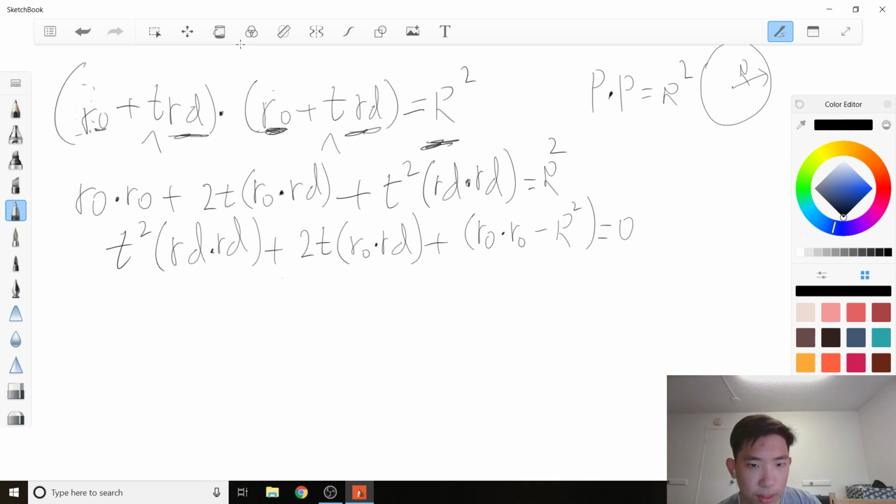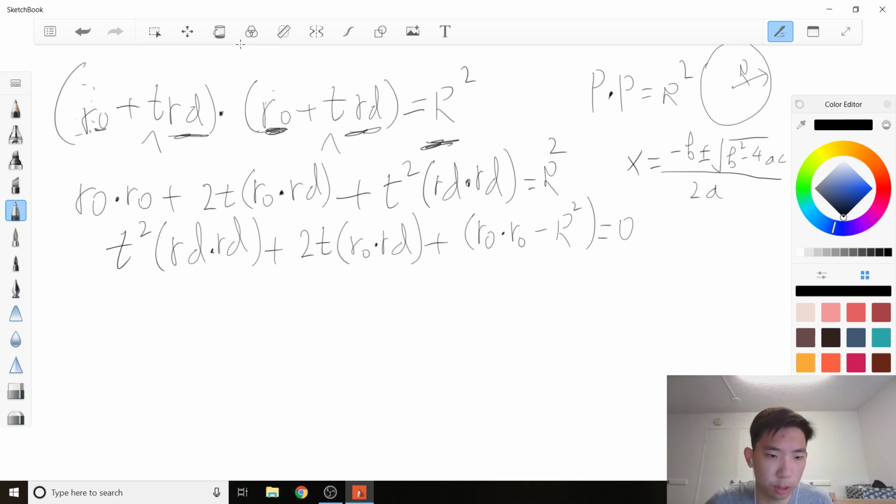All right, just making sure everything is correct. Yep. And again, the quadratic formula for a quadratic equation is x equal to negative b plus minus the square root of b squared minus 4ac over 2a, where a is the coefficient for degree 2, b is the coefficient for degree 1, and c is the coefficient for degree 0.